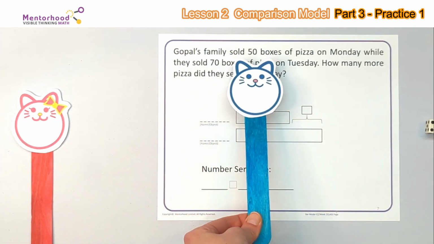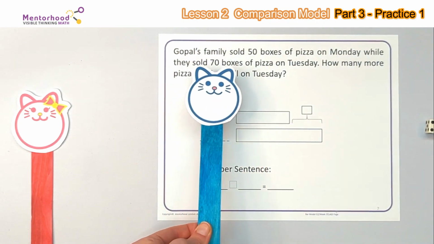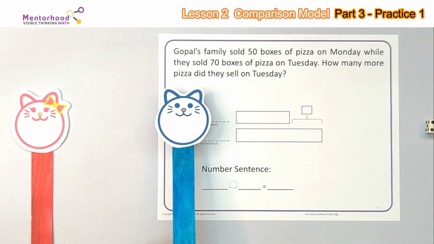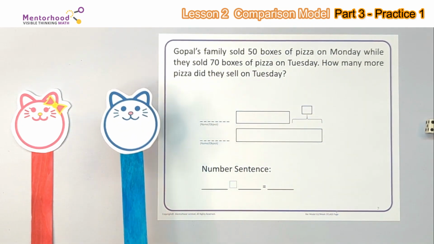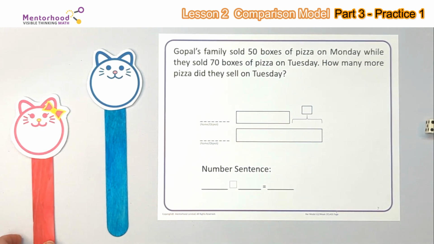Okay, let's read the question. Gopal's family sold 50 boxes of pizza on Monday, while they sold 70 boxes of pizza on Tuesday. How many more pizza did they sell on Tuesday? Okay, how do we figure this out?